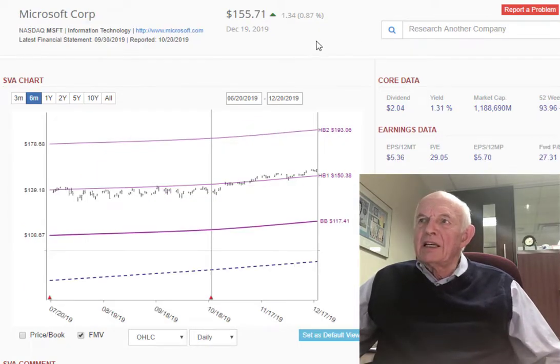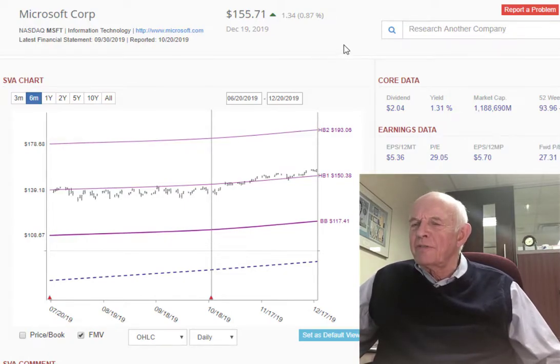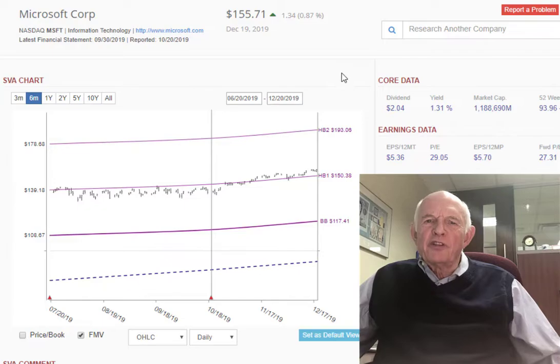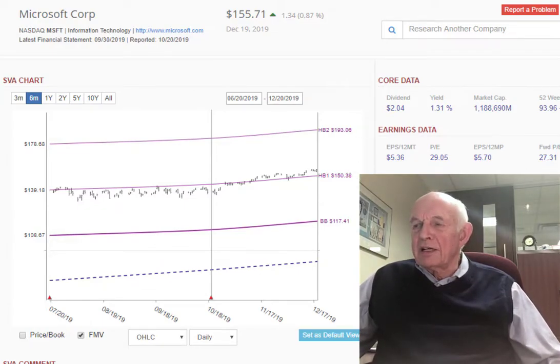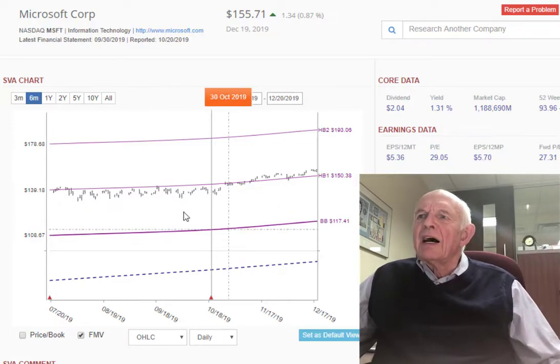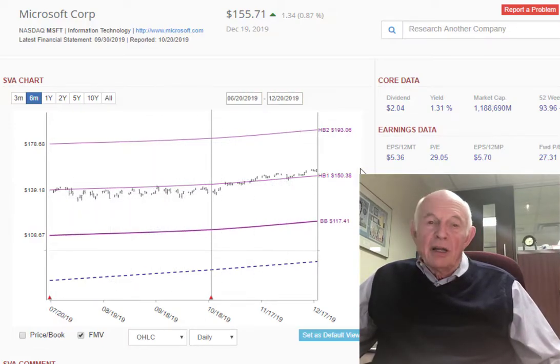And finally, here is Microsoft. And look at this company. It kind of wants to do something, doesn't it? But it's been straddling HB1. That's about roughly 10 times its book value. Some of the time under the HB1, some of the time recently over the HB1, but it hasn't been able to get any momentum going for it.